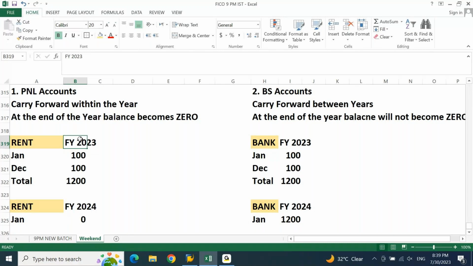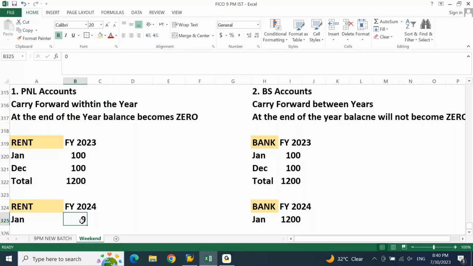In January I will tell 100. In February I can tell 200 is my total cost. In March I can say 300 is my total cost. Am I correct? The moment I cross from 2023 to 2024, I cannot say in January my rent is 1200. I'm wrong. I have to say 0. I have to again start counting from 0.